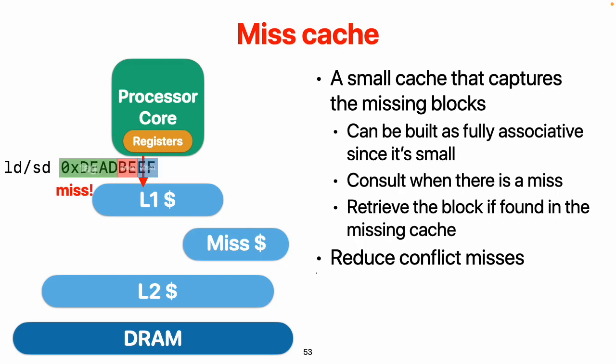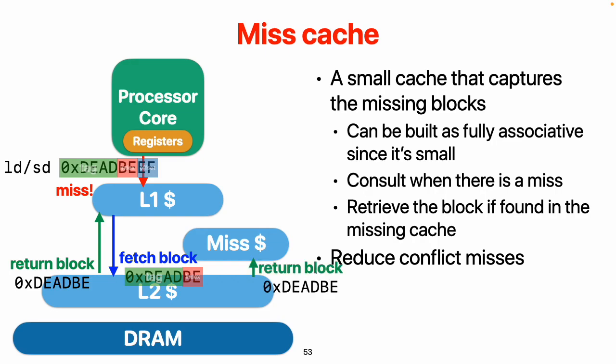When I load or store data and it's a miss, when I get the block, in addition to returning it to the L1, I also give a copy to the miscache. So if, unfortunately, this particular block B gets kicked out because of a conflict miss, I still have one copy in the miscache, so that I can reduce the conflict misses.